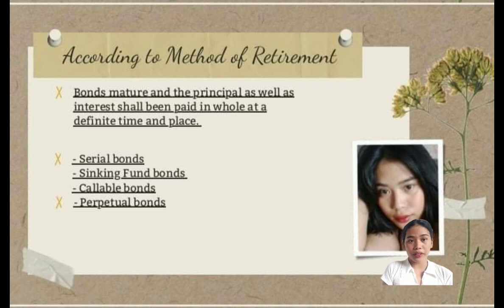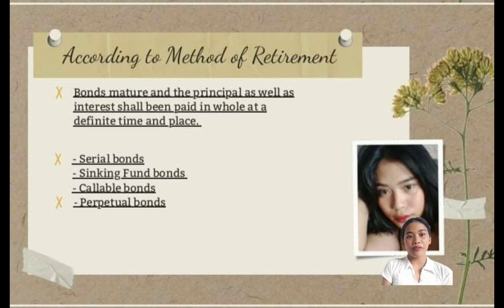According to method of retirement, bonds mature and the principal as well as interest shall be paid in full at a definite time and place. Sometimes, deviation from the agreement may happen, thus classifying bonds according to their period of retirement. Serial bonds mature semi-annually or annually instead of all on a single day. Serial payment is the effect of payment in series.